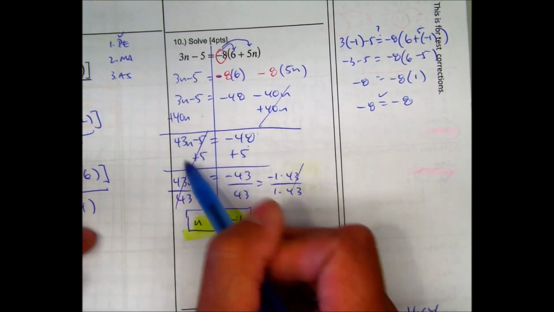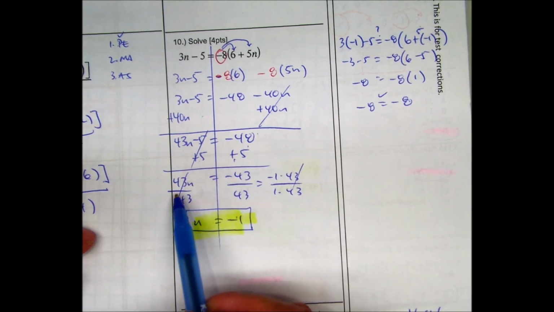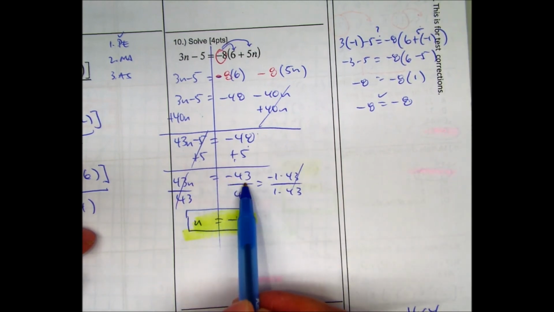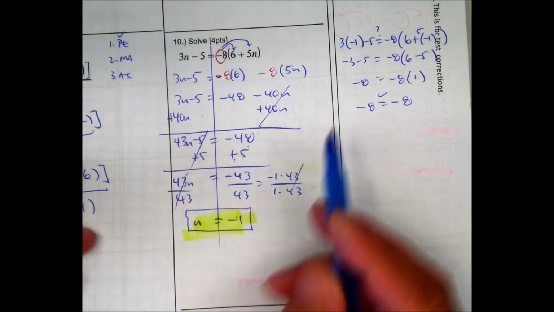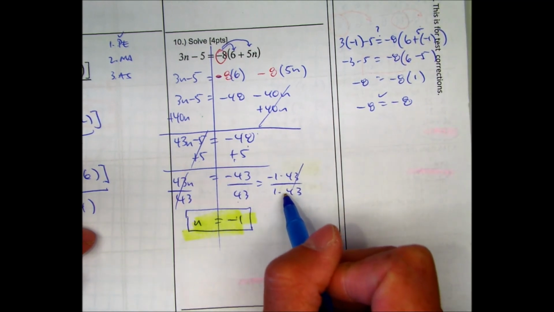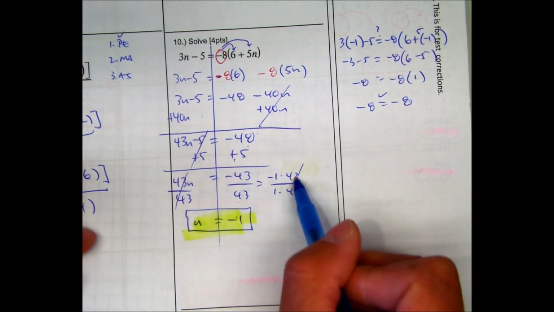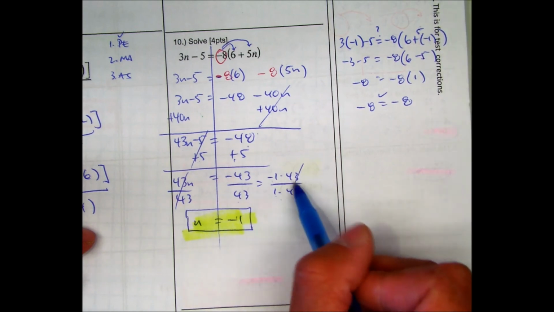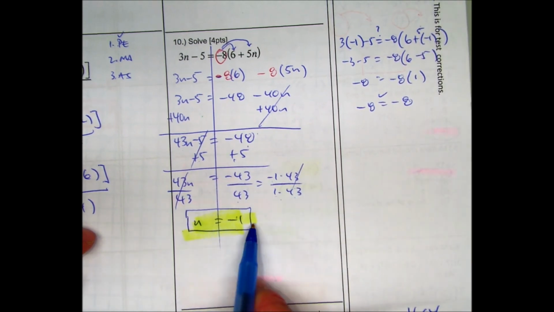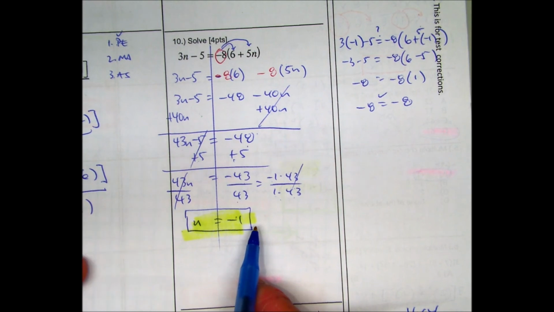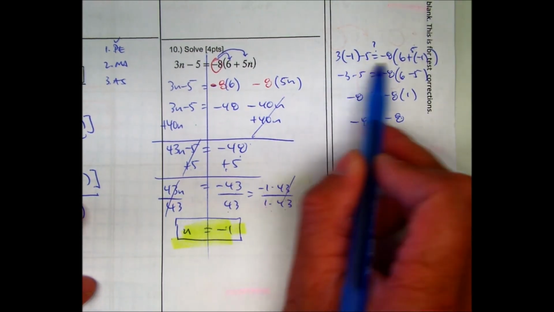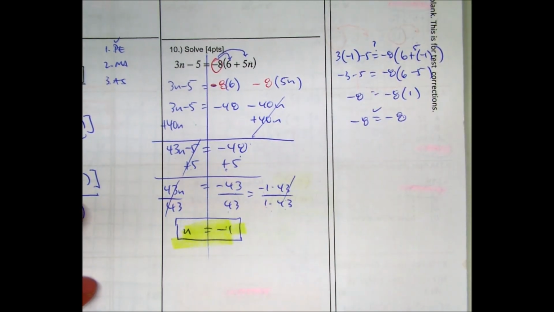Get the constants together, so add 5 to both sides. 43n equals negative 43. Divide by 43 on both sides. This is showing you how to simplify fractions. They are factors. You can cancel out the 43's to be 1, so you're left with n equals negative 1. Remember, when you're solving, you can always check your answer by substituting negative 1, and you recognize it gets back to you to negative 8.